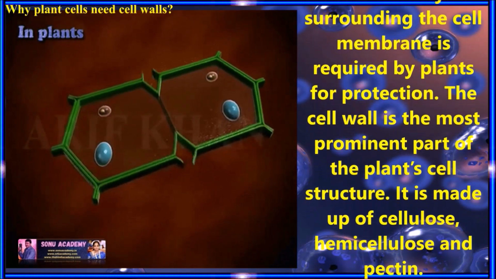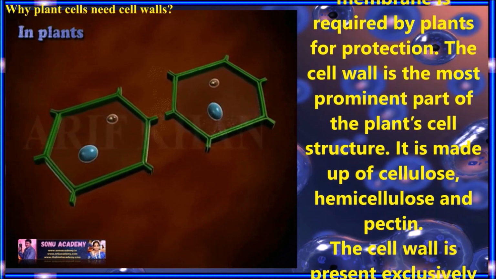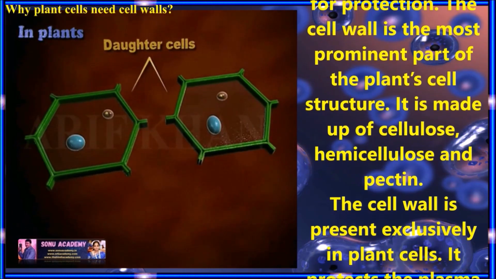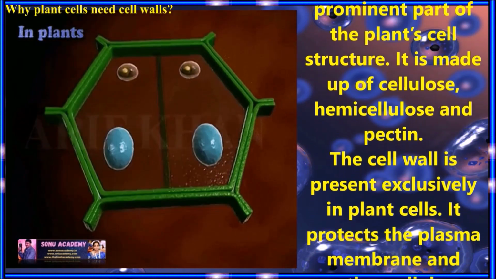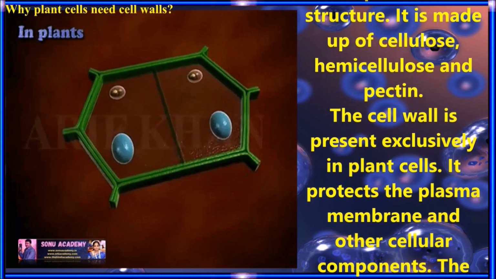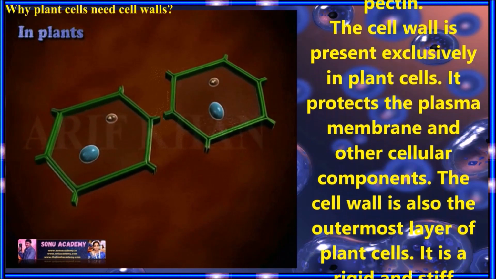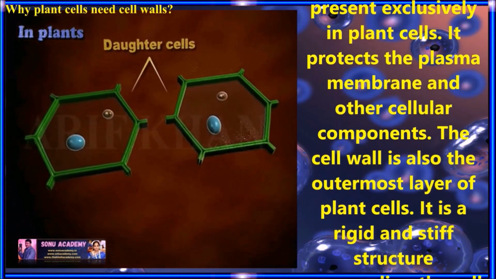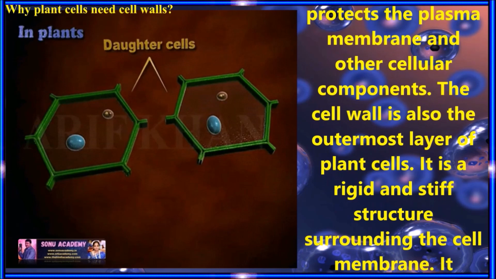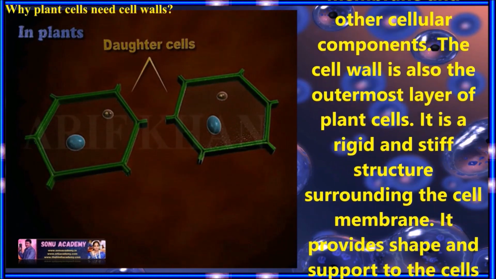The cell wall is the most prominent part of the plant cell structure. It is made up of cellulose, hemicellulose and pectin. The cell wall is present exclusively in plant cells. It protects the plasma membrane and other cellular components. The cell wall is also the outermost layer of the plant.